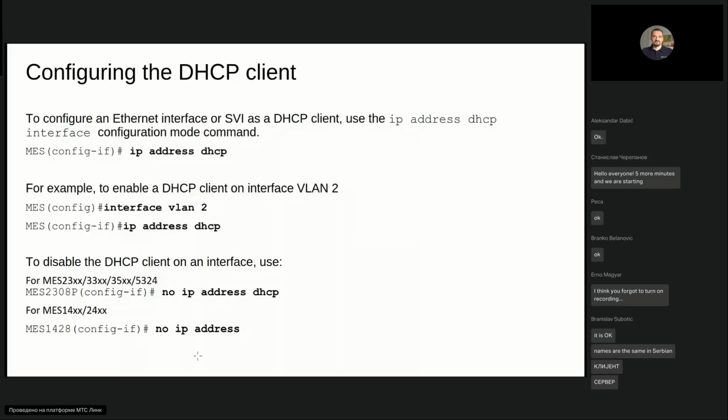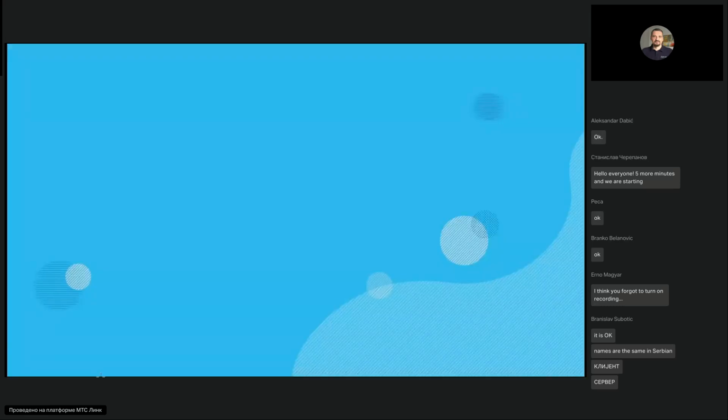But to get rid of the IP address received by the DHCP protocol, on the 2300 series, you should use the command no ip address dhcp. That terminates only the IP address received by DHCP. But on the 2400 series, there is no such option, just no ip address, so that all possible IP addresses will be deleted.